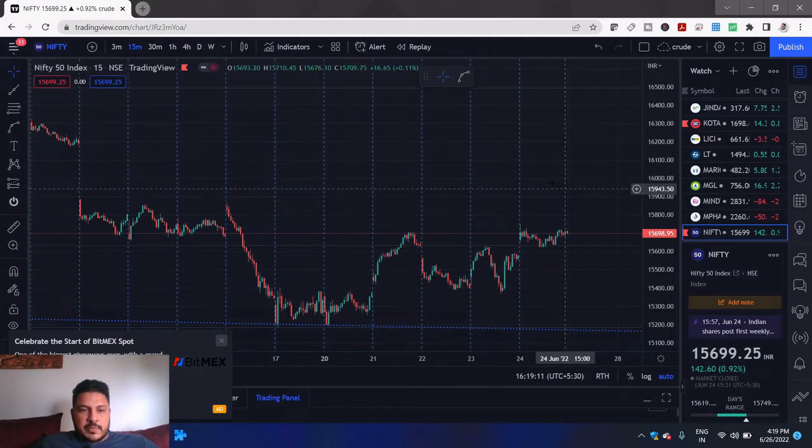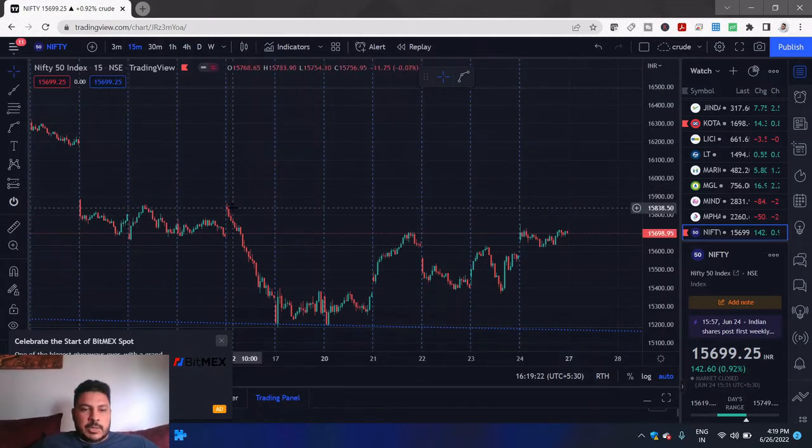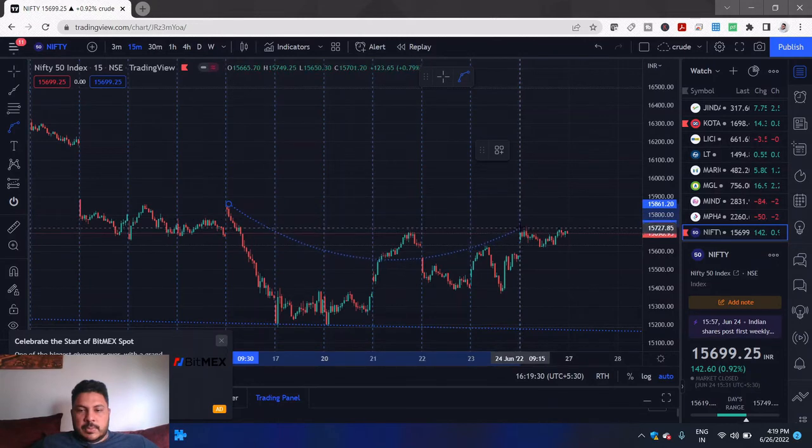So we have to identify 3 points. First point is from where the market dropped, second time from where it dropped, third time which is the highest peak it has made. So I have identified this point and this point. Let's see what it says when we draw a curve line here. We will only join first and third point.